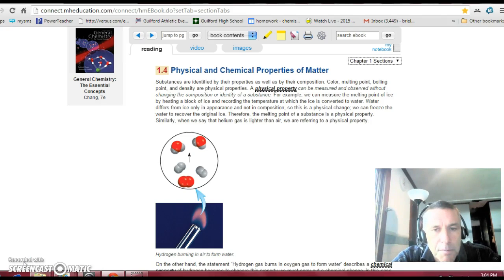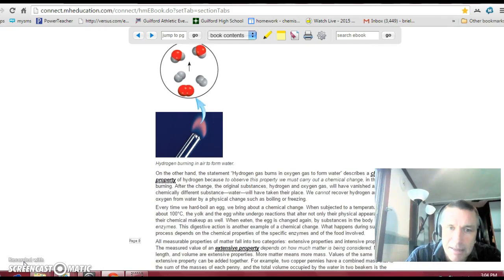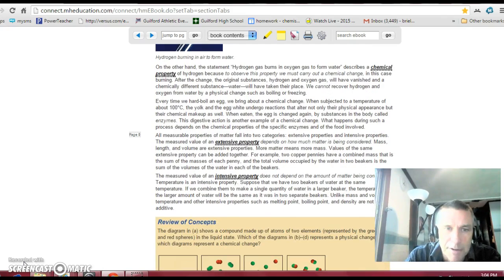Note also that there's no point in taking the melting point of a mixture because mixtures have varying compositions and you're going to get varying numbers. Similarly, when we say that helium gas is lighter than air, we are referring to a physical property. Also, if anybody's ever tried to take the melting point of a mixture, it just doesn't work very well. You typically get a huge range.